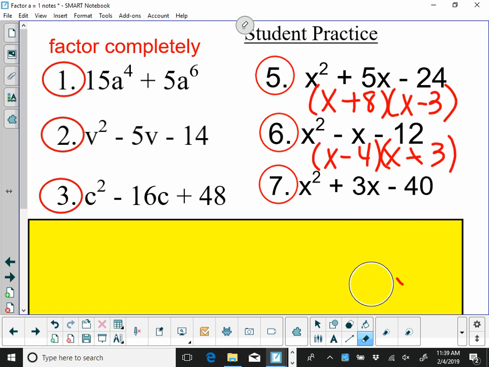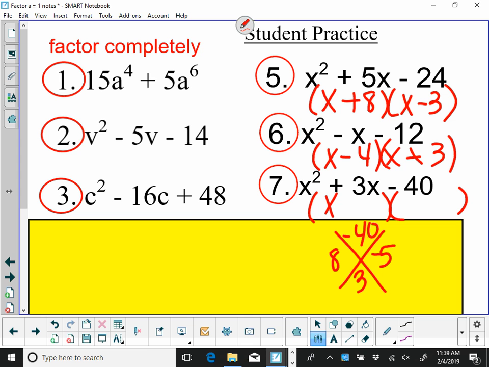All right, and then the last one, number 7 down here, we've got negative 40 and 3. What's that going to give me? 8 and negative 5. Good job. All right, questions on those? Okay, so then you got one more problem on your notes, right?